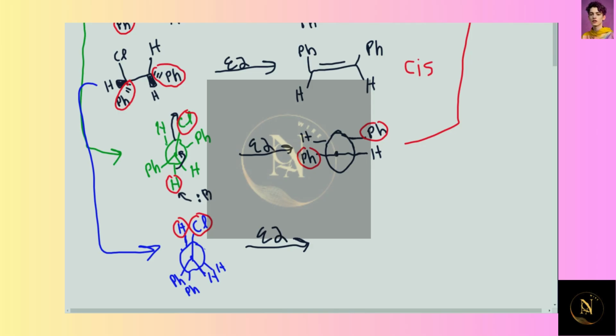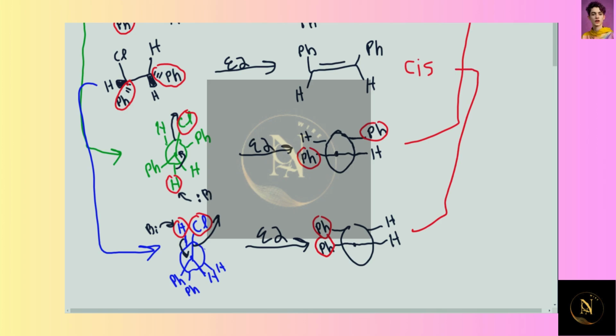But we can go ahead and draw our E2 elimination reaction anyway, where the base is going to deprotonate this hydrogen. These electrons are going to get shared between the two carbons, and the chloride is going to leave. And we get the following Newman projection. For the back carbon here, we're going to have the phenyl group on the left, hydrogen on the right. Same thing for the front carbon, phenyl group on the left, hydrogen on the right. We see that our phenyl groups are on the same side, so that's going to result in the cis alkene.